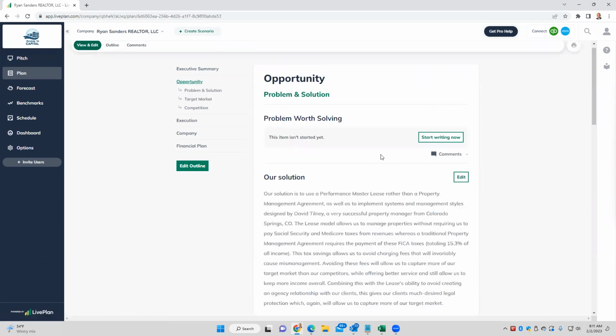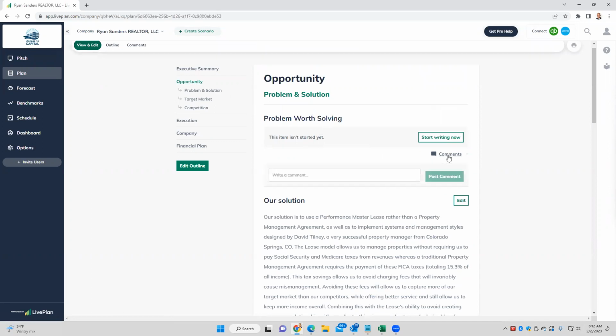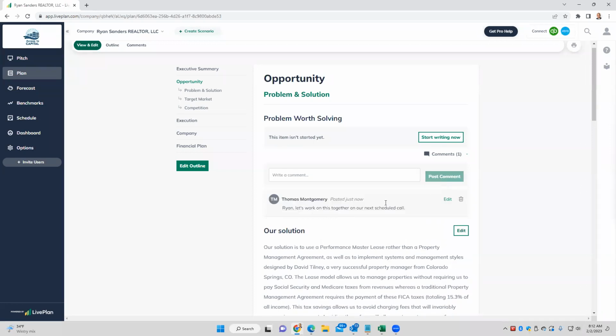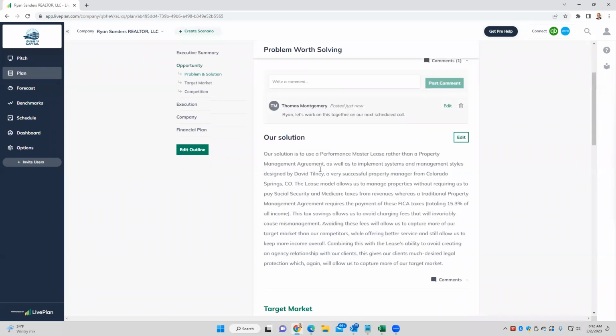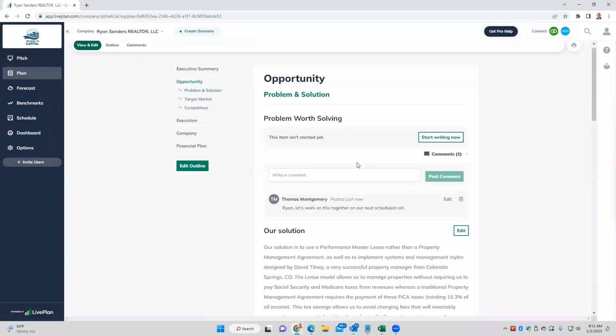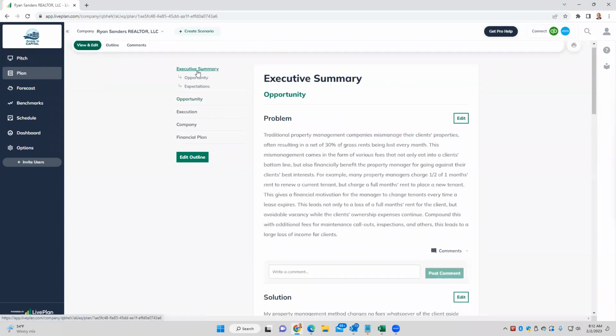Now let's drop down to the opportunity. He skipped this because he had trouble with it, and we could always go back in and he can add comments, or I can add comments, but I can say, Ryan, let's work on this together on our next scheduled call. So he would see that, he'd be notified of that. So the problem we're solving, the solution, and you might say, well, isn't this redundant? Didn't we just talk about this? But yes, the executive summary is that.